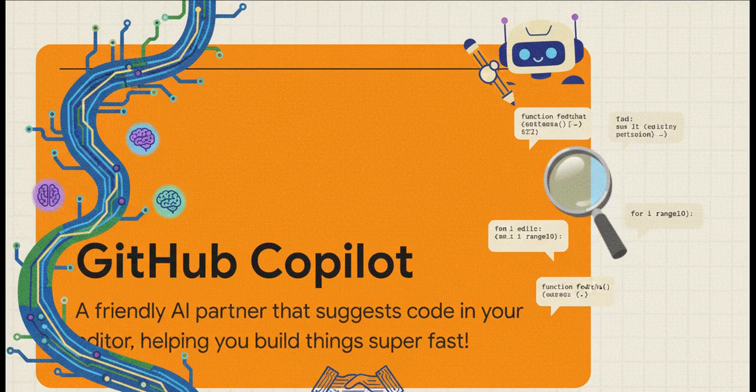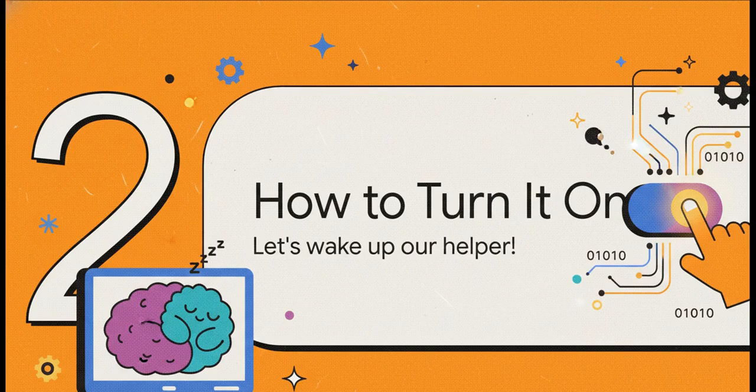Now, AI sounds fancy, but it just means it's a computer that can think and learn, kind of like a little brain. It watches what you're doing and whispers little ideas in your ear, helping you finish your code super fast. Right now, our new little buddy is sleeping inside the computer. We gotta wake it up so it can come out and play with us. Don't worry, it's really easy. It's just like flipping the on switch on a new toy.